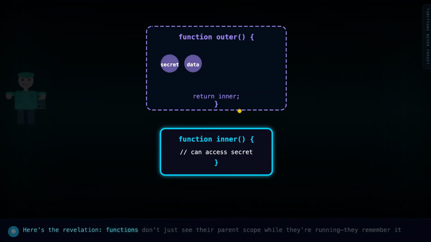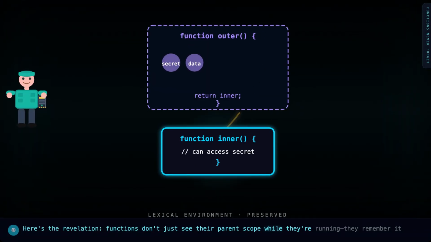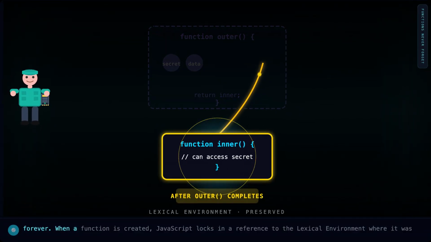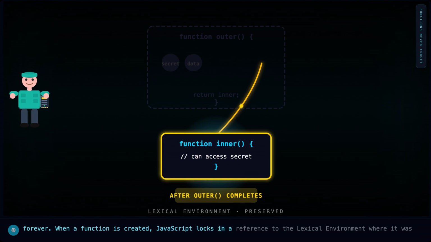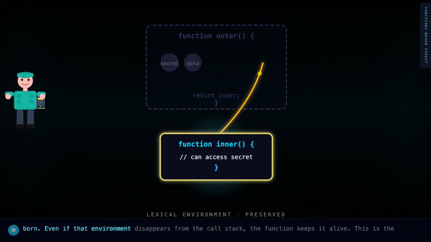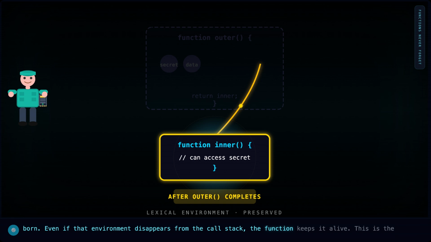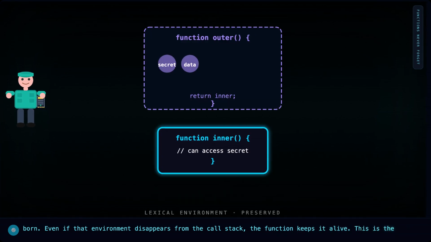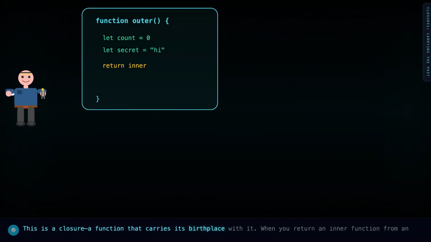Here's the revelation. Functions don't just see their parent scope while they're running. They remember it forever. When a function is created, JavaScript locks in a reference to the lexical environment where it was born. Even if that environment disappears from the call stack, the function keeps it alive. This is the foundation of closures. This is a closure, a function that carries its birthplace with it.